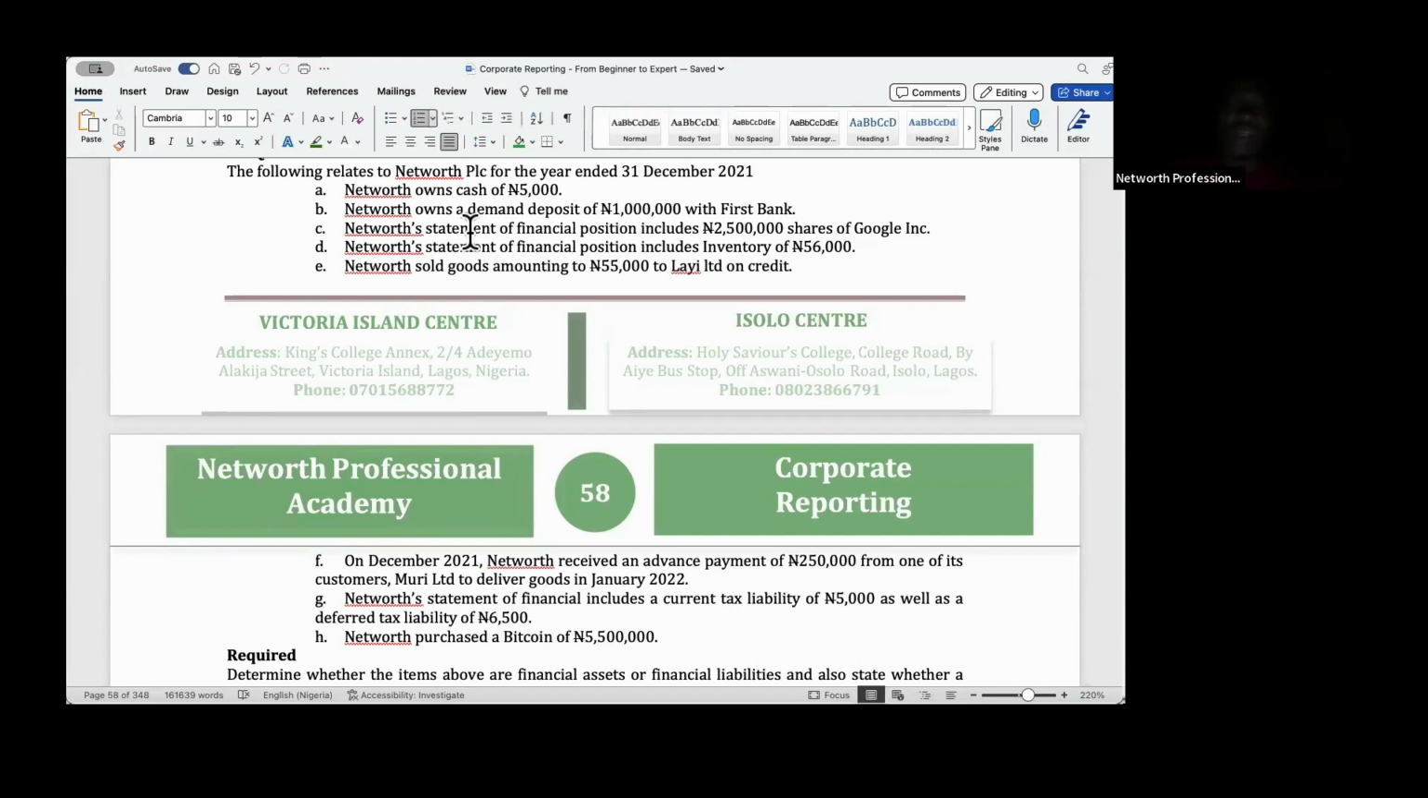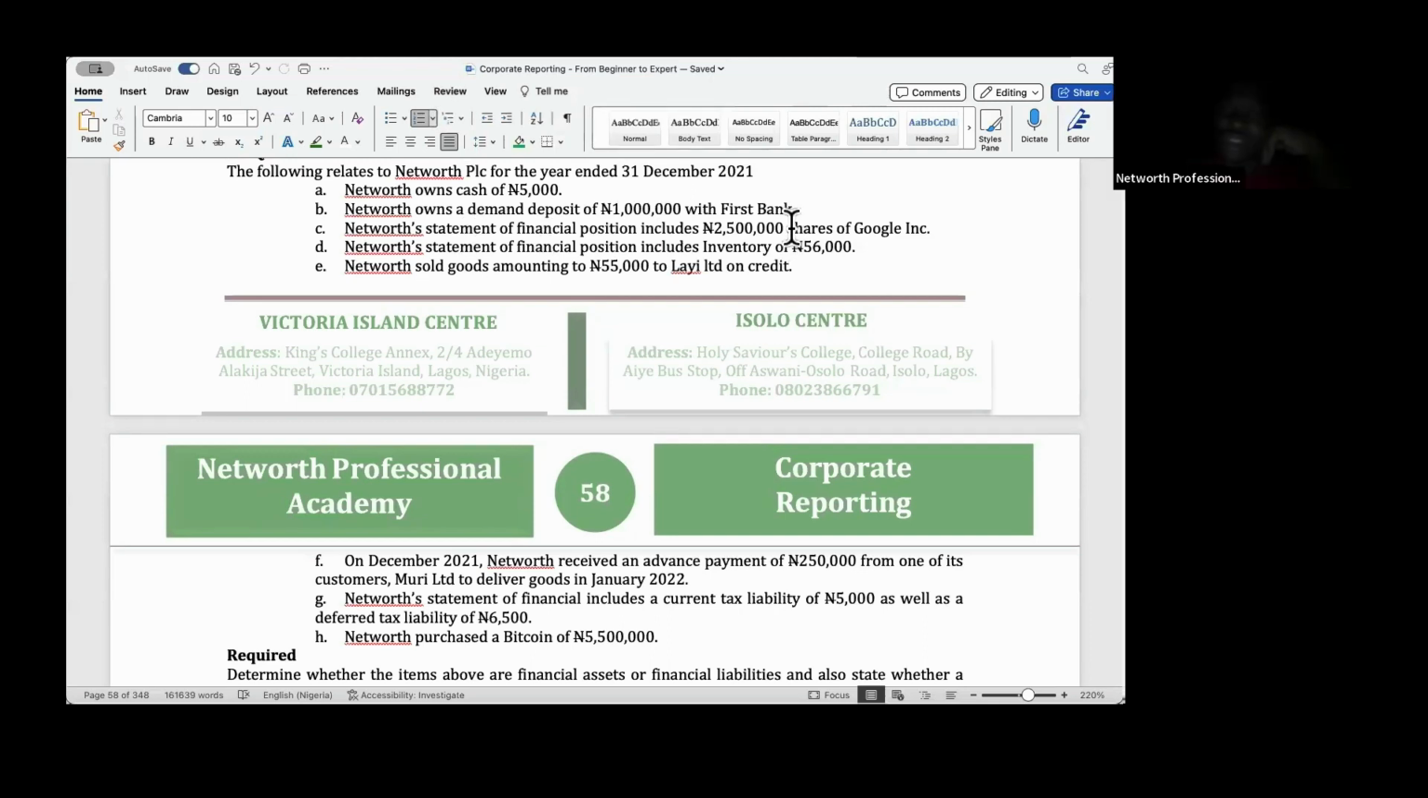So that's correct. That's an equity instrument of another entity. The second part is, is there a financial instrument contract? Yes, because it's a liability to the company but an asset to Net Worth. Okay. So you're saying it is a liability to Google? Yes.